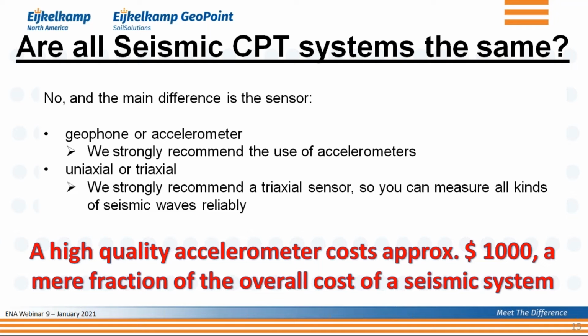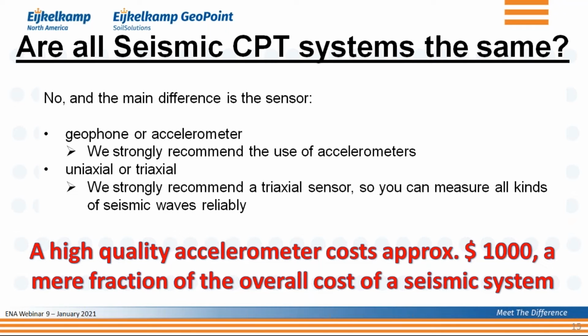You can use two types of sensors, geophones or accelerometers. A lot of the seismic testing is done with a geophone, but a geophone damps more, does not have necessarily the same type of response that you would like to get. So we strongly recommend the use of accelerometers, and all Eijkelkamp seismic systems now come with accelerometers.